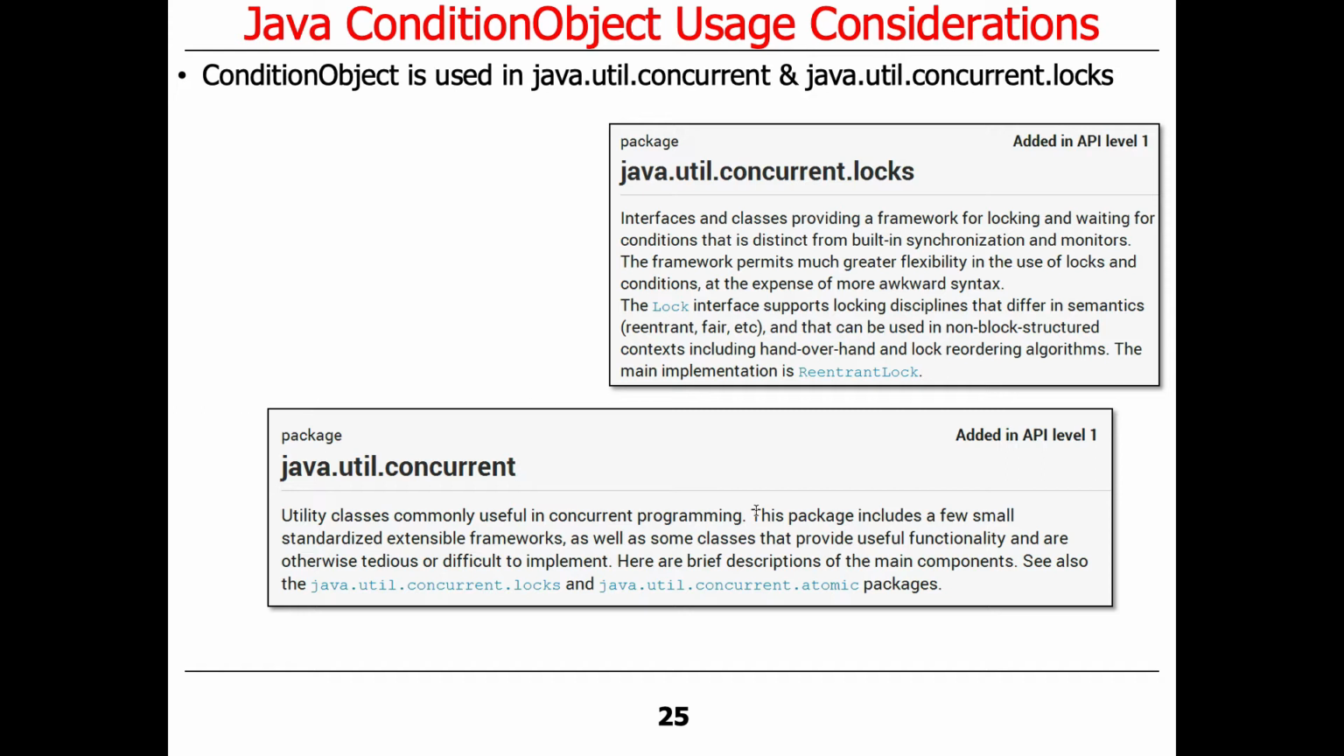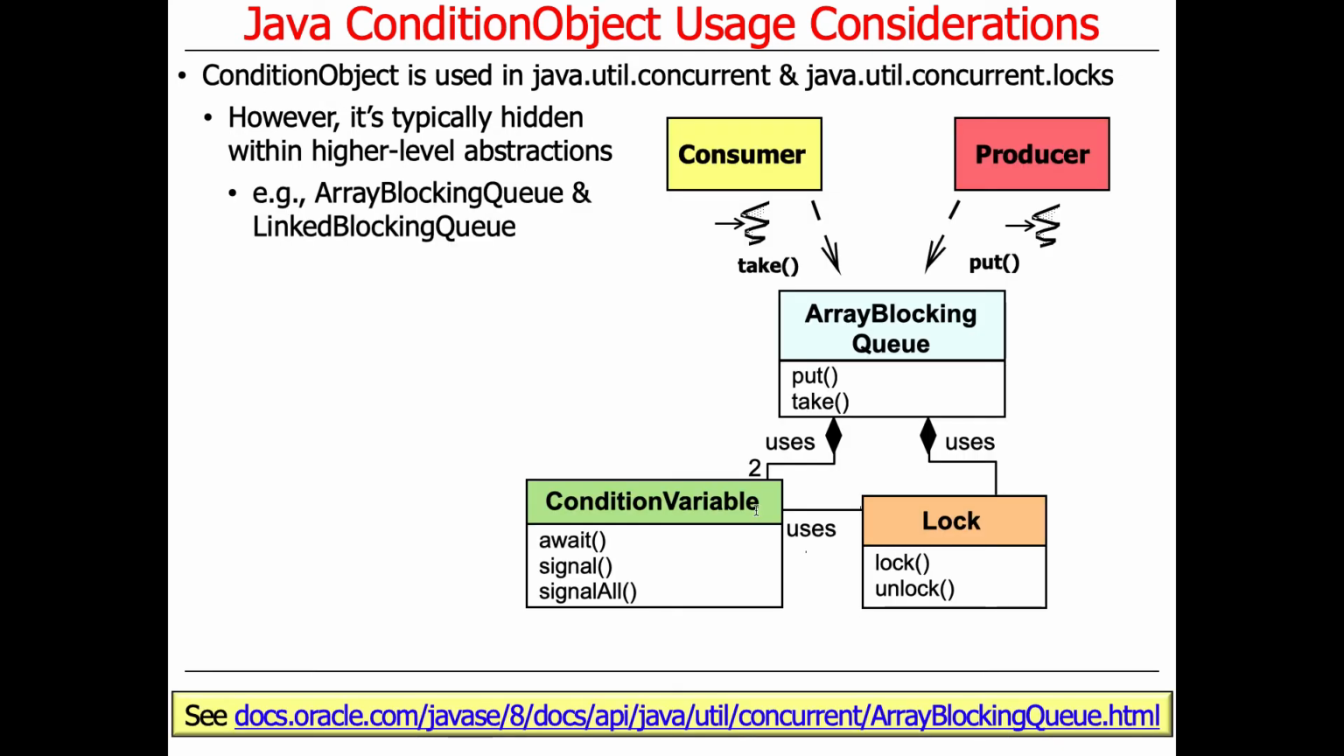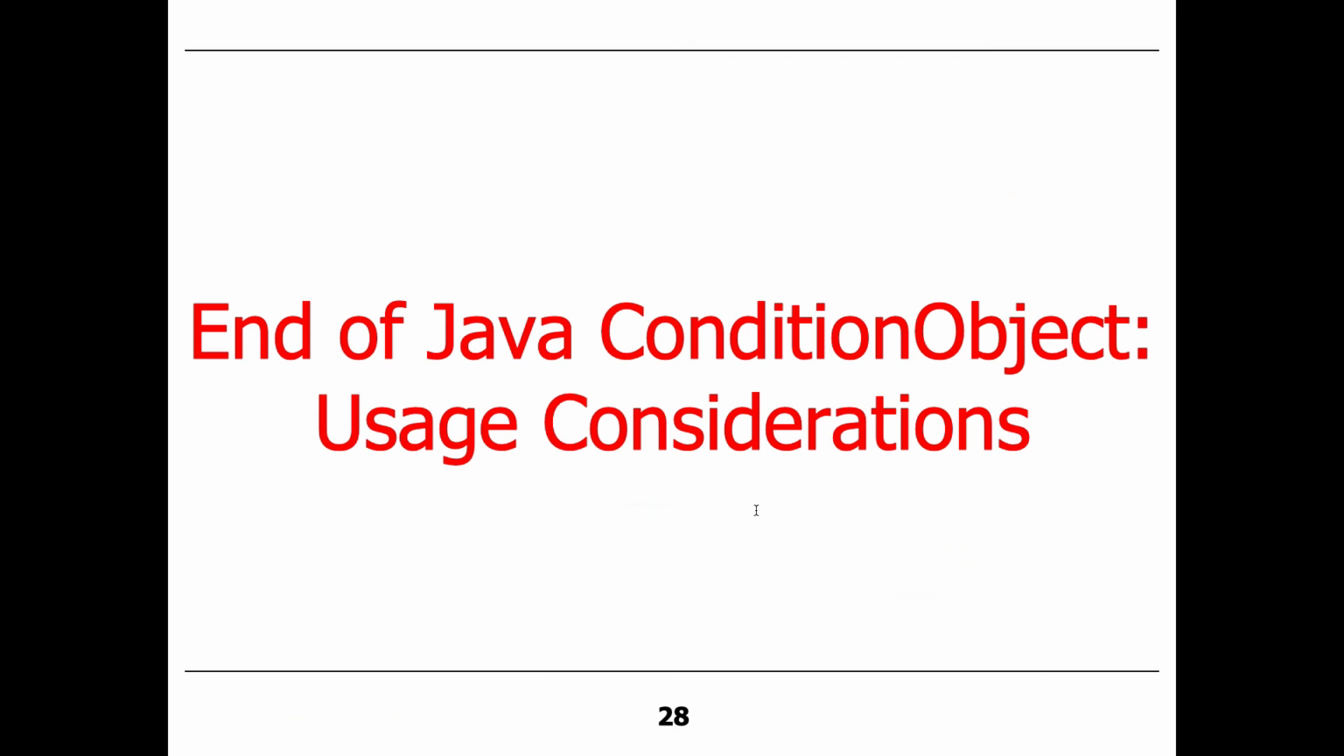ConditionObject is used in a number of places in java.util.concurrent and java.util.concurrent.locks. However, it's just about never used directly. It's almost always hidden behind other abstractions. So for example, ArrayBlockingQueue and LinkedBlockingQueue use condition objects. That actually should be condition object, not condition variable, and ReentrantLock. They actually use these things, but you'll see that you rarely use them by themselves. They're almost always hidden either behind a monitor object abstraction or, in this case, a message passing abstraction. OK, so that's the end of the usage considerations.